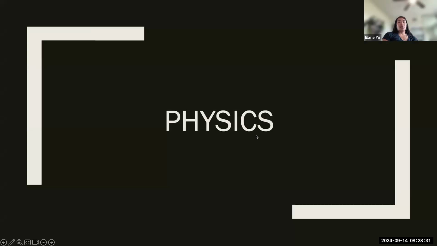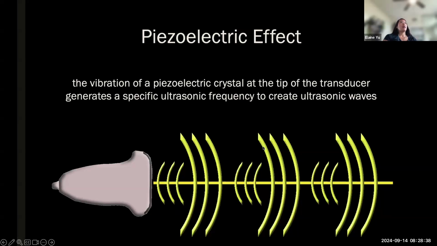All right, and let's jump into the fun stuff. Some physics review, hopefully not as painful as it was in undergrad. So we have what's called the piezoelectric effect, and that's essentially how we can have ultrasound machines and probes. We have a very special piezoelectric crystal, which was invented specifically to vibrate and create ultrasound waves at the frequency that we want to be able to see images.